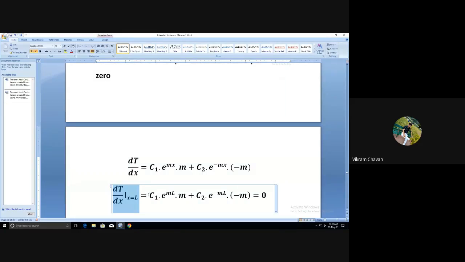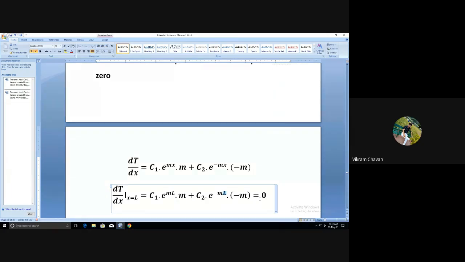Then we will get dT divided by dx at x is equal to L will be equal to c1 multiplied by e raised to mL multiplied by m. Here we have replaced x by L, multiplied by m as it is, plus c2 multiplied by e raised to minus mL. Once again we have replaced x by L, multiplied by minus m, and we have to equate this differentiation to 0.